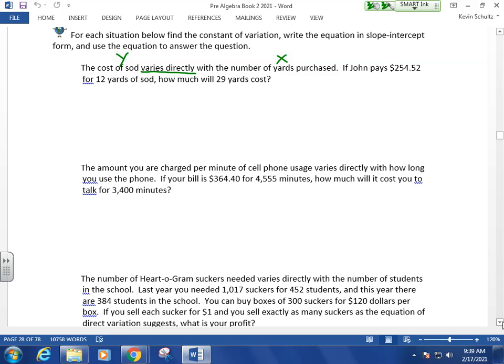Okay, but anyway, if your bill is $364.40 for 4,555 minutes, how much will it cost you to talk for 3,400 minutes? Okay, so again, the amount you are charged varies directly with how long you use the phone. From that, you can determine your y and your x, and you can go to town with finding the slope, writing the equation, etc.